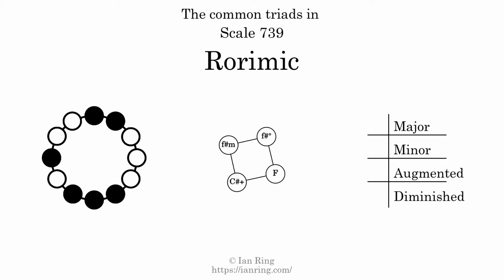The diagram in the center is a graph of parsimonious voice leading between triads. There is one major triad. There is one minor triad. There is one augmented triad. There is one diminished triad. Here is a Hamiltonian path of parsimonious voice leading that uses all the triads.